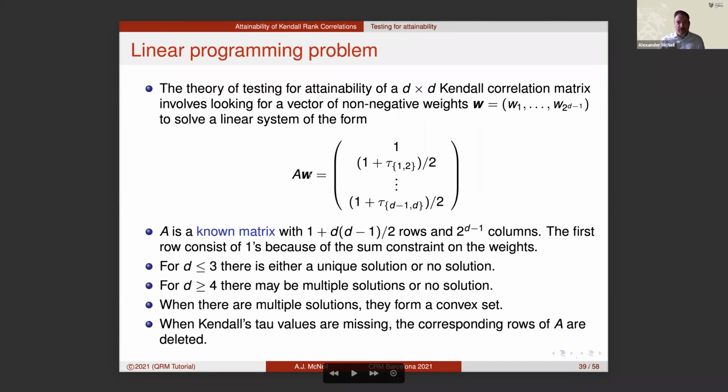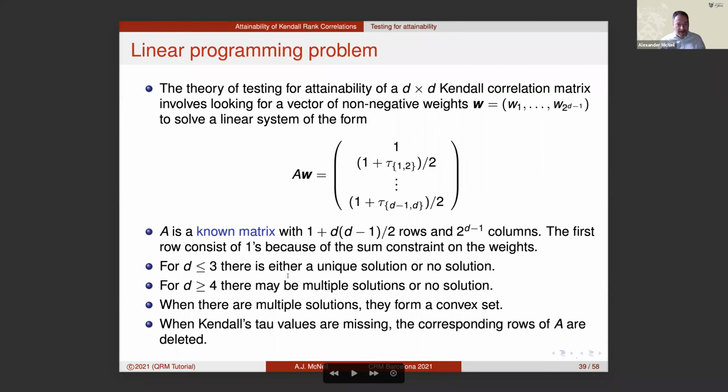W is the weight vector we're trying to find. And remember, because there are 2 to the d minus 1 extremal correlation matrices, this weight vector is of length 2^(d-1). The matrix A, I'm not going to go into that in detail, but let's just say it's a known matrix and all its elements are either zeros or ones. It will have as many rows as there are correlations plus 1. The first row of the A matrix is only 1s because the first row gives the sum constraint that the weights, the W's, must add up to 1. And then there are another d(d-1)/2 rows, and there are 2^(d-1) columns.